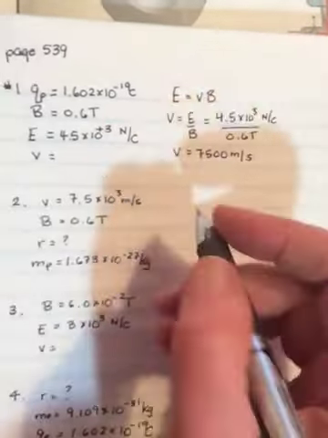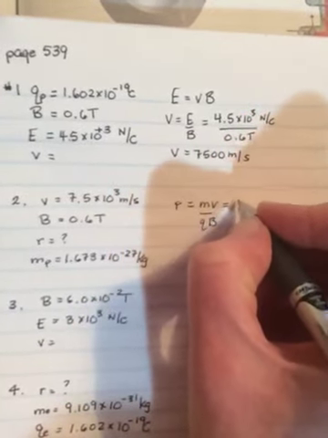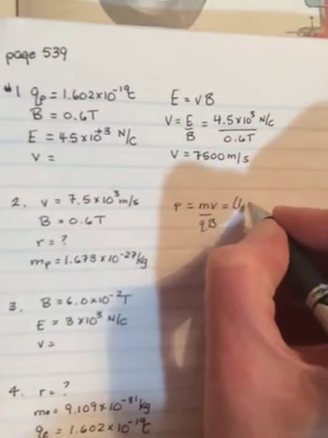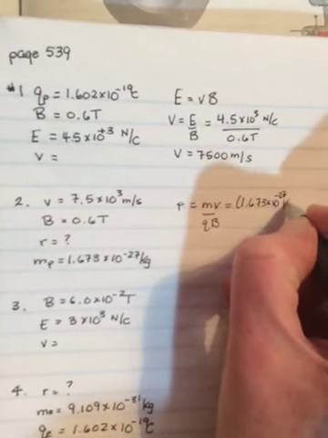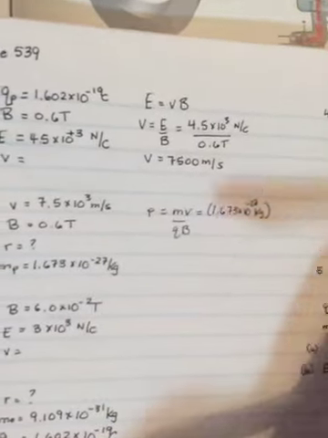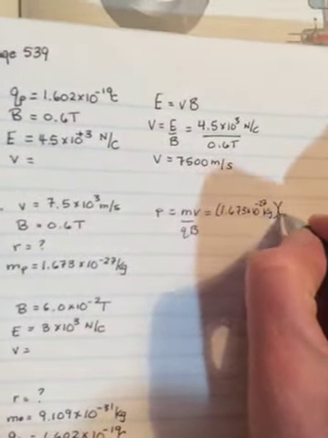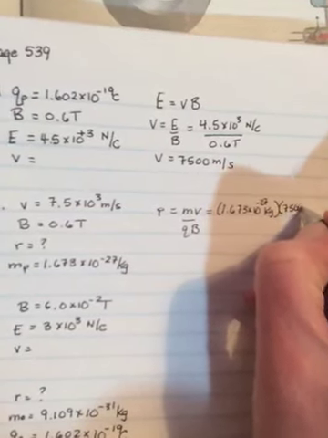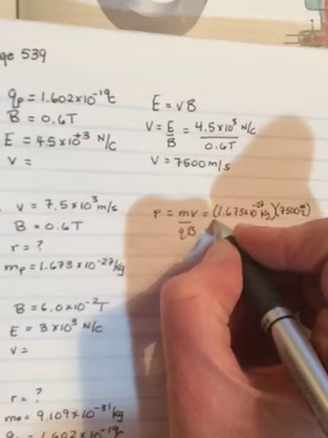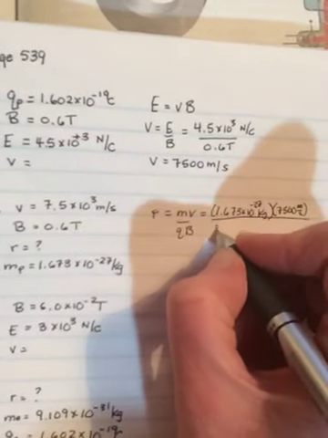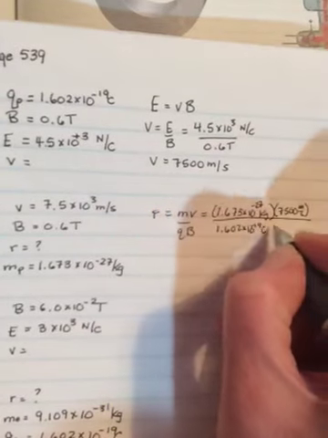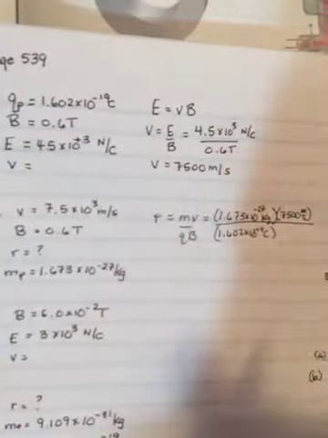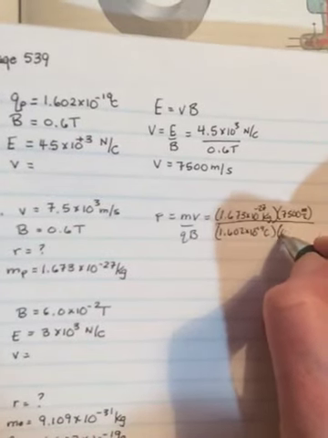So this time we're going to use R equals mv over qB. The mass of a proton, in case you don't remember it, is 1.673 times 10 to the negative 27 kilograms. Velocity was 7,500 meters per second. The charge of a proton, same as the charge of an electron, is 1.602 times 10 to the negative 19 coulombs. And our magnetic field is 0.6 Teslas.